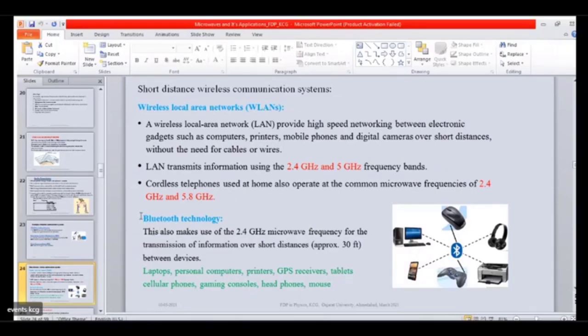Then we are very much familiar with and we are using the Bluetooth technology. Bluetooth also uses the 2.4 gigahertz frequency, which lies in the microwave range. And using the Bluetooth technology, we can have the communication between the various devices, electronic devices like the computer, laptop, or the gaming console, or the printer, or the mouse, or the headphones, right? So we can have the wireless communication between the main device and the other devices, right? And this Bluetooth technology uses the microwaves.